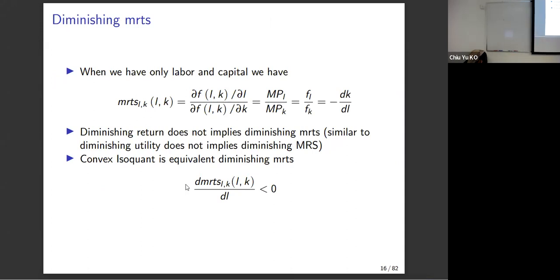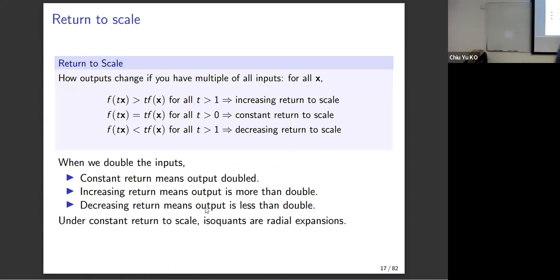Here, later we'll talk about diminishing return, which I haven't defined here, right? Let me define it easily. Let me define this. Returns to scale first. Returns to scale is asking the following thing: if I double my input, is it going to double my output? If I double my input, I double my output, then it's constant returns to scale.